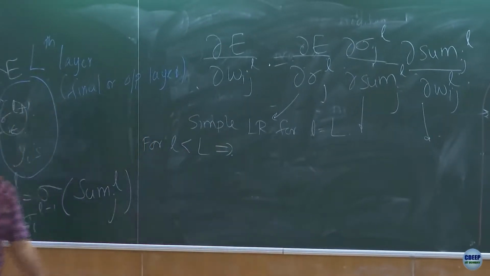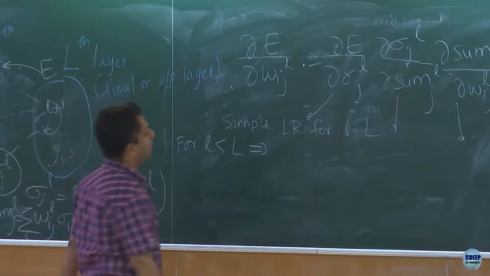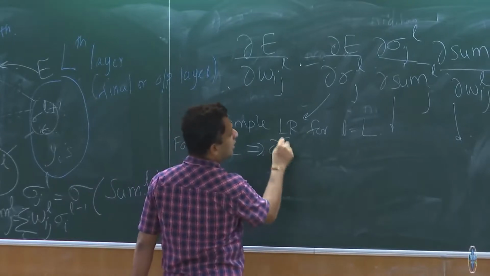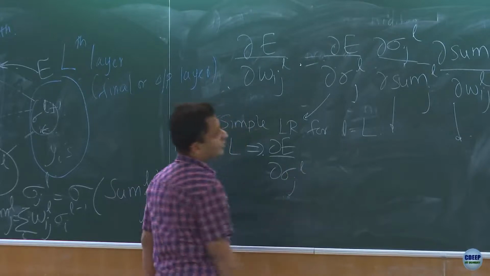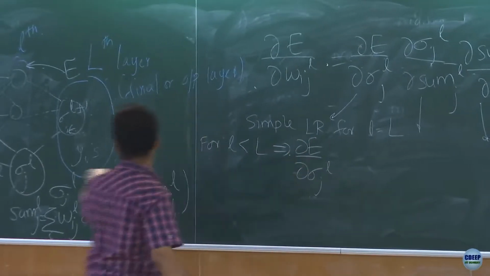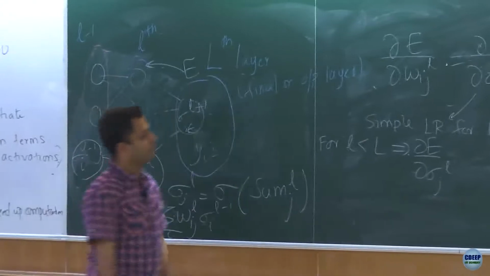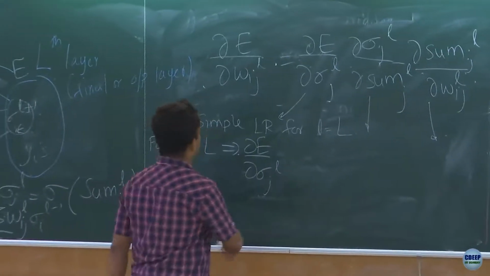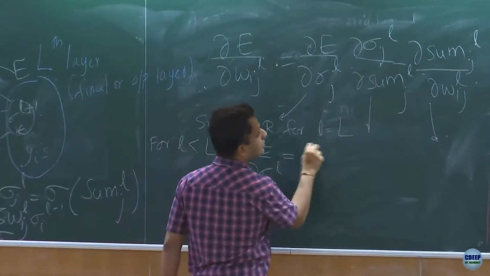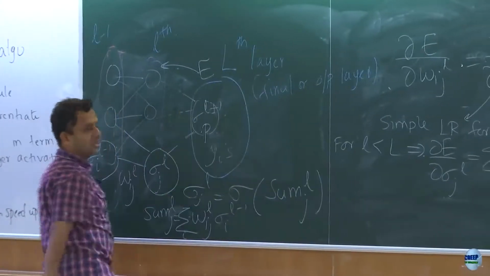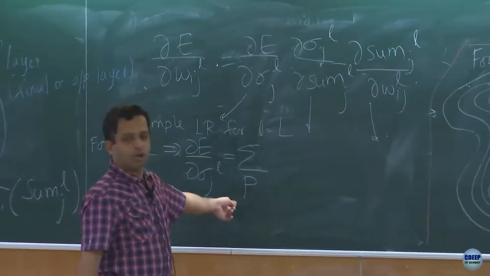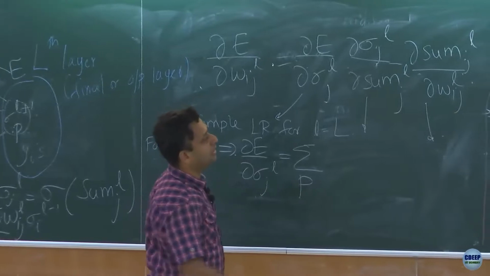Or L is less than capital L, you can use what I have on the board. Now this L feeds into L plus 1. And let's say these were indices P here, P equals whatever. I'm not going to write down all the detailed summations, the ranges of the summations.